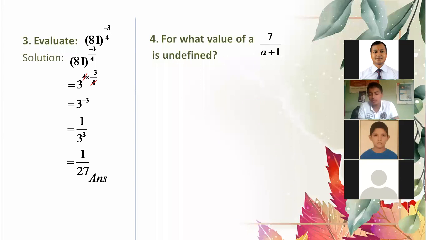To make a plus 1 zero, what should be put in place of a? Minus 1. There must be minus 1, isn't it? So you can write it directly or you can calculate it.